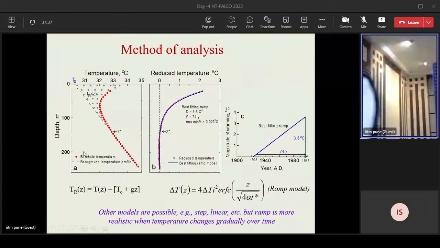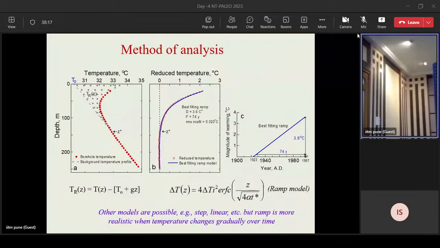Okay, now how do we analyze this? It's very easy. You don't have to be afraid of mathematics too much. This is the zone, the stippled area, which we have to isolate first, because we have to interpret that area. We can isolate it very simply by removing this steady state gradient, that is T0 plus gradient times depth. That is y equals mx plus c, basically a straight line. So you remove that straight line from the observations, and what you get is a reduced temperature profile.